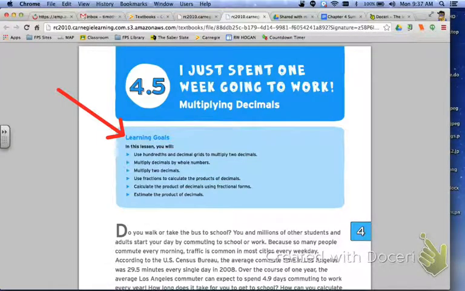Hi class, in lesson 4.5 we are going to be multiplying decimals. Learning targets for today. We will be using a hundredths and decimal grid to multiply two decimals. We are going to multiply decimals by whole numbers, multiply two decimals, use fractions to calculate the products of decimals, calculate the product of decimals using fractional forms, and we are going to estimate the product of decimals as well.